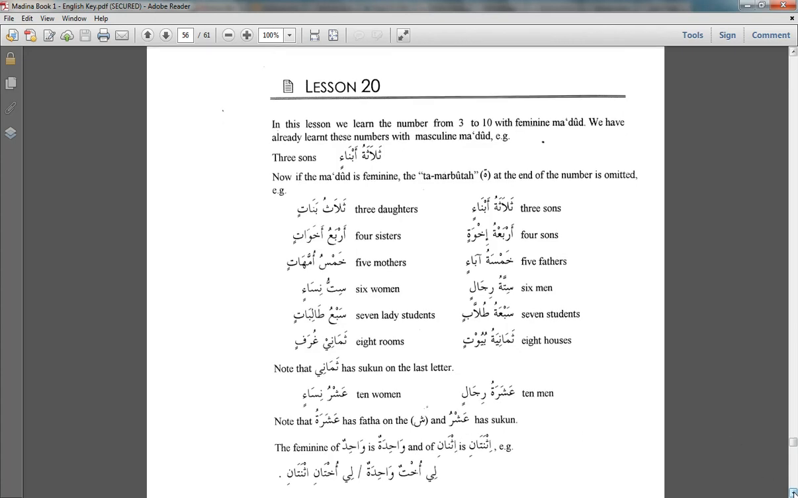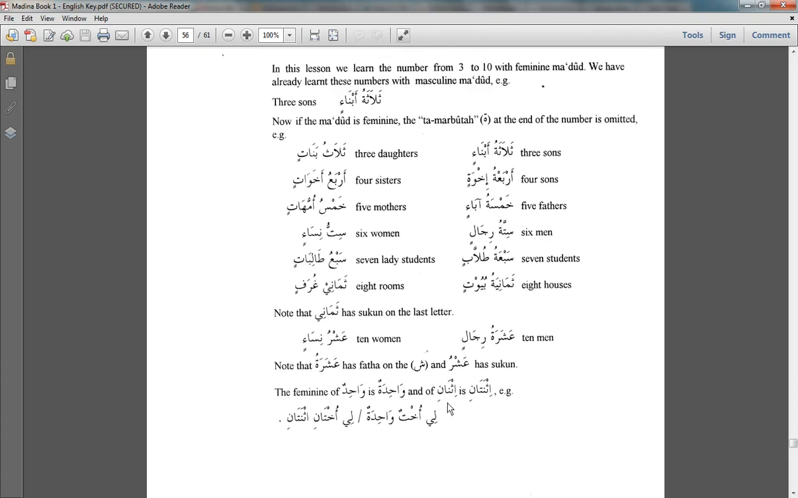The feminine of wahid is wahidatun and of ithnan is ithnatan. For example, li ukhtani ithnatani, li ukhtun wahidatun. Same thing as what we did in the last lesson, but for feminine things: ukhtun wahidatun instead of akhun wahidun. This becomes feminine, and ukhtani ithnatani instead of ithnani, ithnatani, so that added ta is added in the middle here. So I have 1 sister, I have 2 sisters.